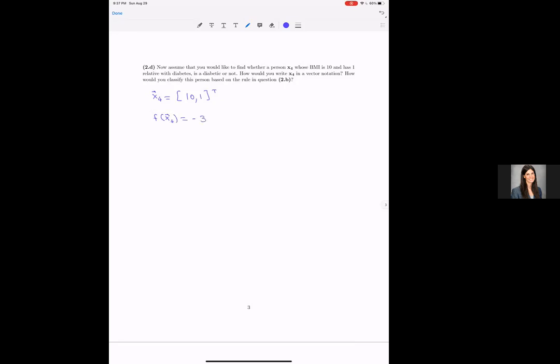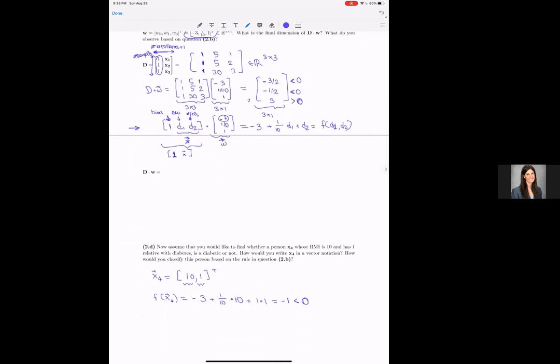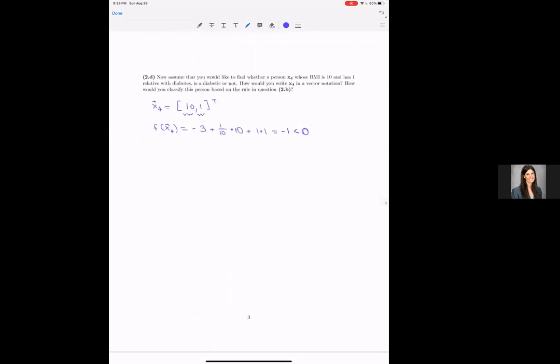basically, from this rule, we would have -3 plus 1 over 10 times 10, which is the first variable for this person, plus 1 times 1, which is the second variable for this person. This would be -1. -1 is less than 0. So going back to this rule here, since this f of D1, D2, in this case, f of X4 is less than 0, we understand that the person belongs to class 0, therefore the person is non-diabetic.